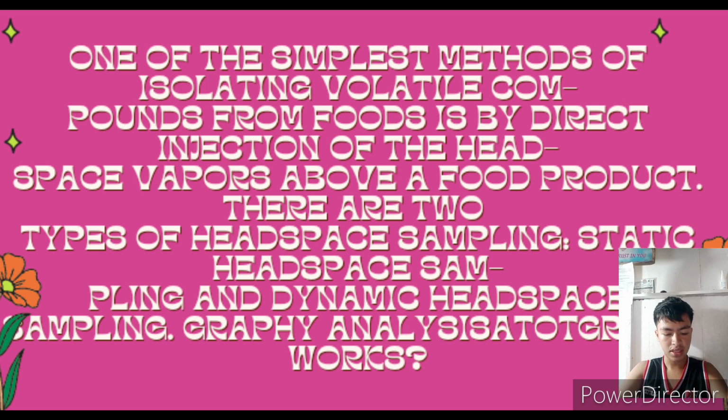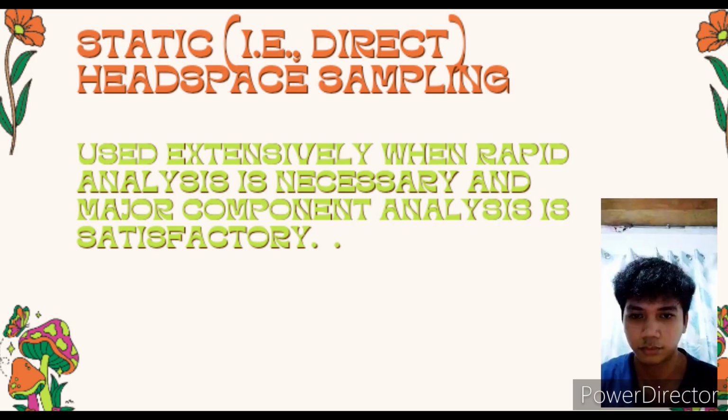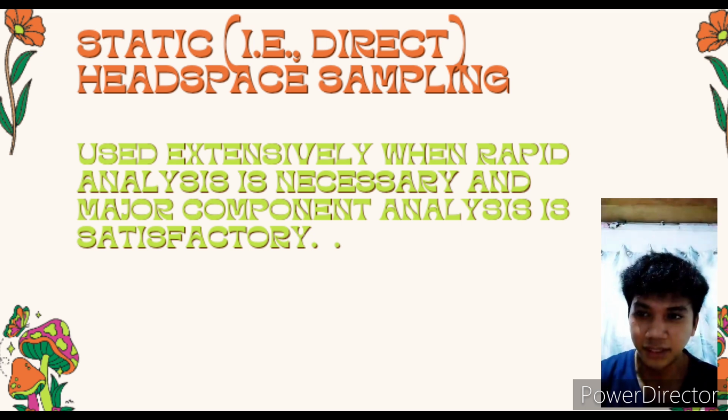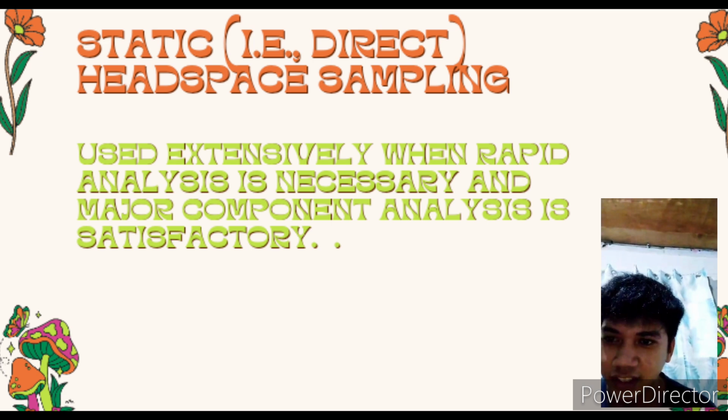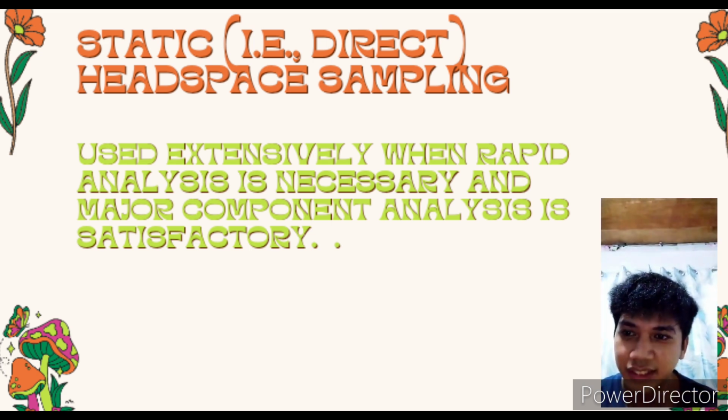Dynamic headspace sampling. Dynamic headspace is an extraction technique used to concentrate analytes from a solid or liquid sample. The sample is heated and agitated in a sealed vial, and the headspace above the sample is purged onto a solid sorbent tube. The solid sorbent tube is then thermally desorbed into the gas chromatograph. Static headspace sampling is used extensively when rapid analysis is necessary and analysis of major components is satisfactory.